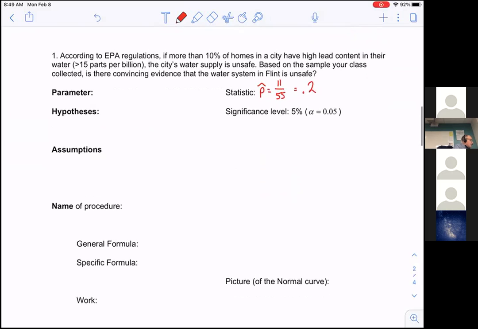All right. So if more than 10% of the homes in a city have a high lead content in their water, the city's water supply is considered unsafe. Based upon the sample your class collected, is there convincing evidence that the water system in Flint is unsafe? All right, so here we go. What's our parameter of interest?